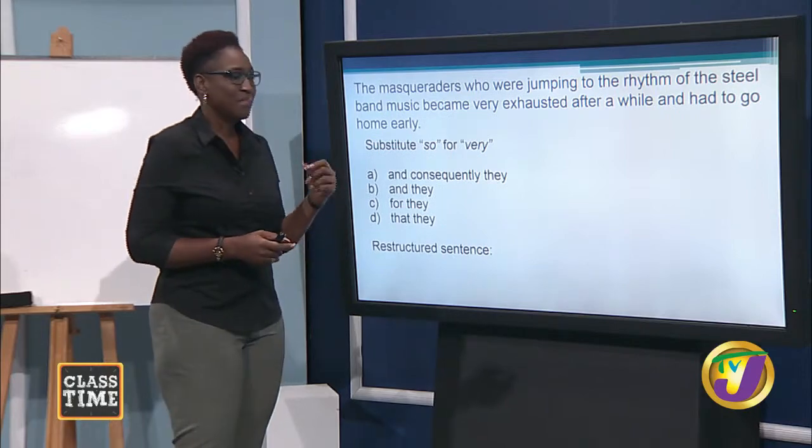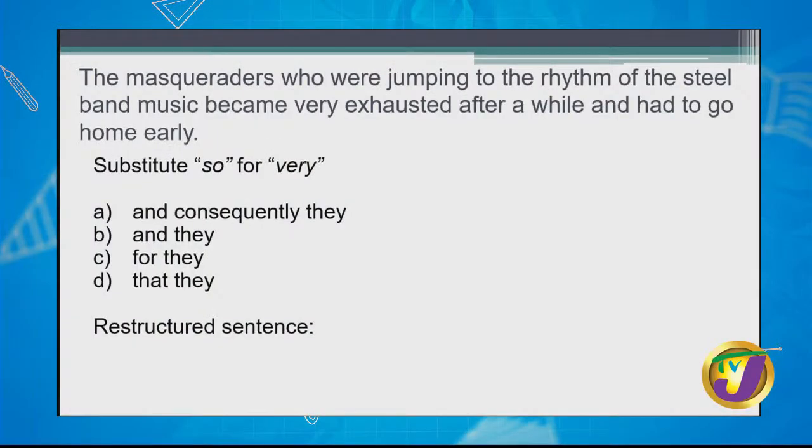Next one. The masqueraders who were jumping to the rhythm of the steel band music became very exhausted after a while and had to go home early. Now, this one, you're not going to start with anything. You're going to change a word. So you're going to change, instead of using very, you're going to use so. So look in the original sentence. Where is the very? It says became very exhausted. So you're going to say became so exhausted.